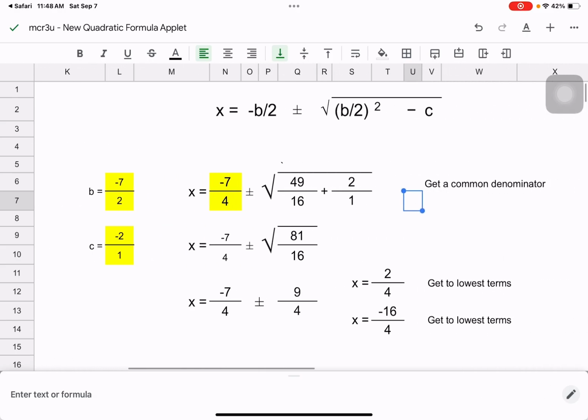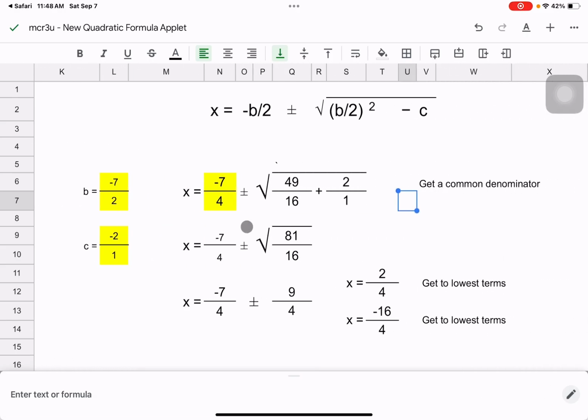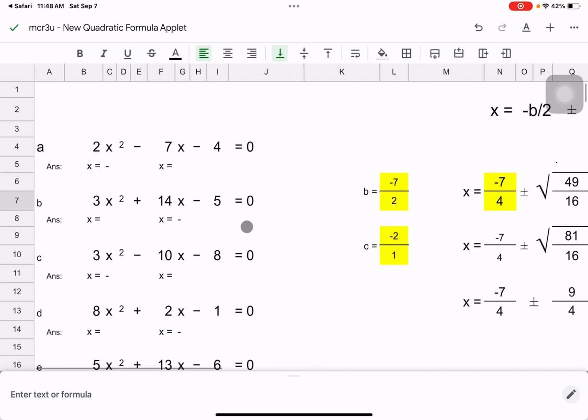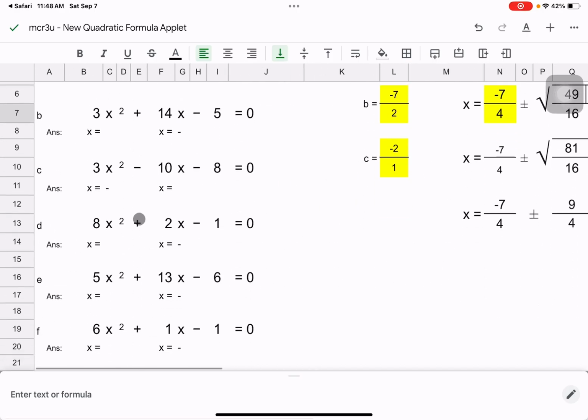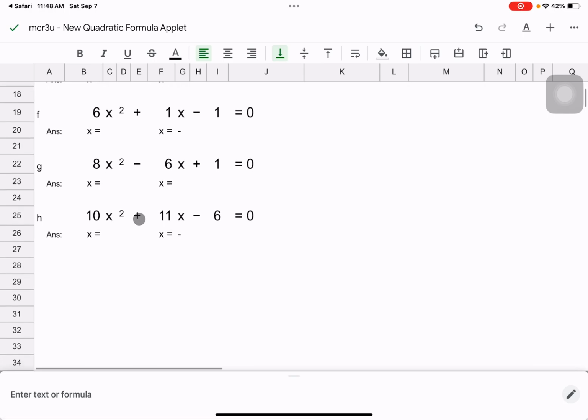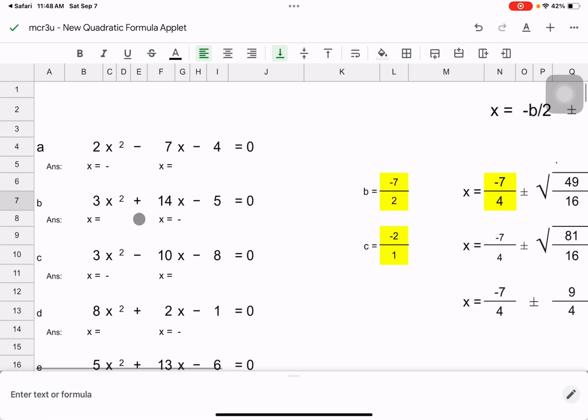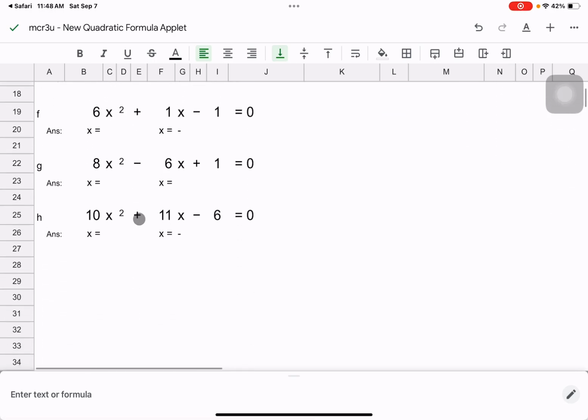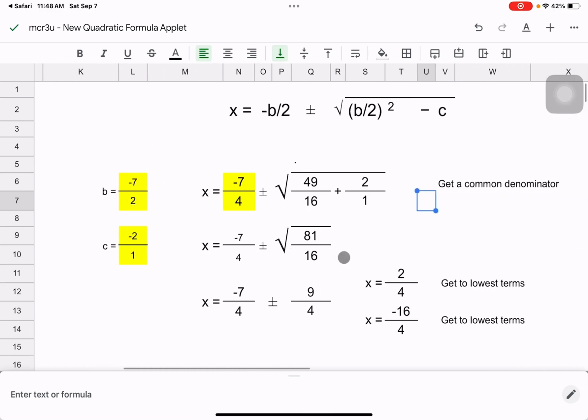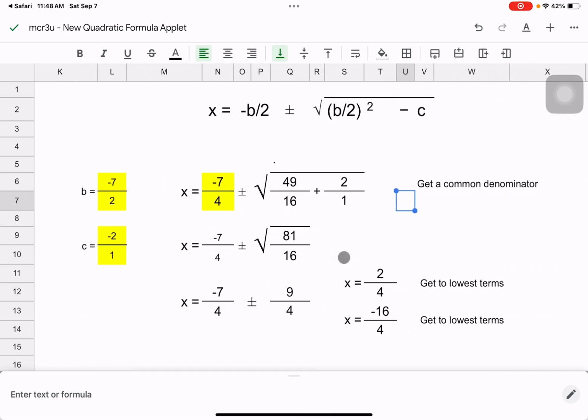Anyway, folks, that applet is there to help you check your work as you go through, and there are several questions there for you to go through. So take the time and do every one of those. Make sure you're really fluent with this. There's a lot of good practice here with fractions, half of fractions, and common denominators. This is one of our most important tools, this quadratic formula, and we need to get really good at it.